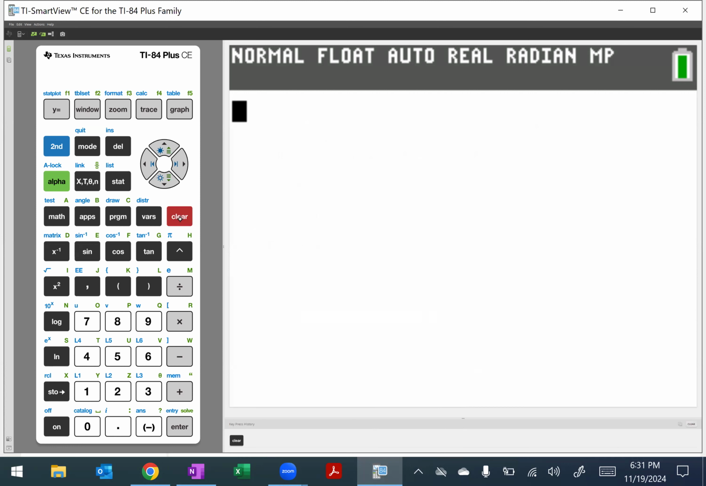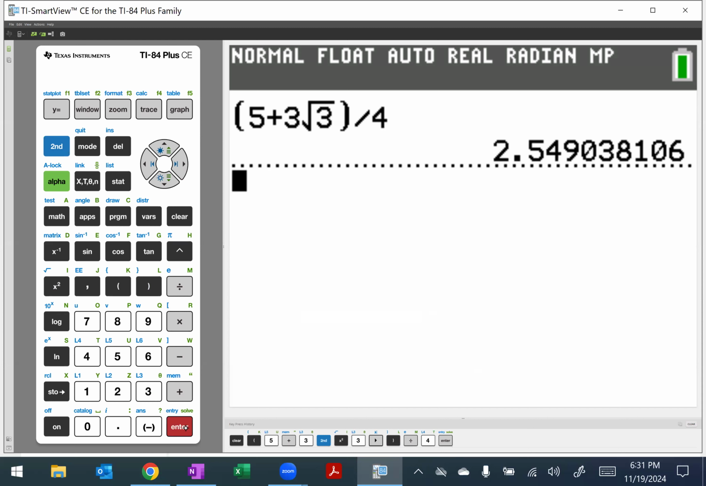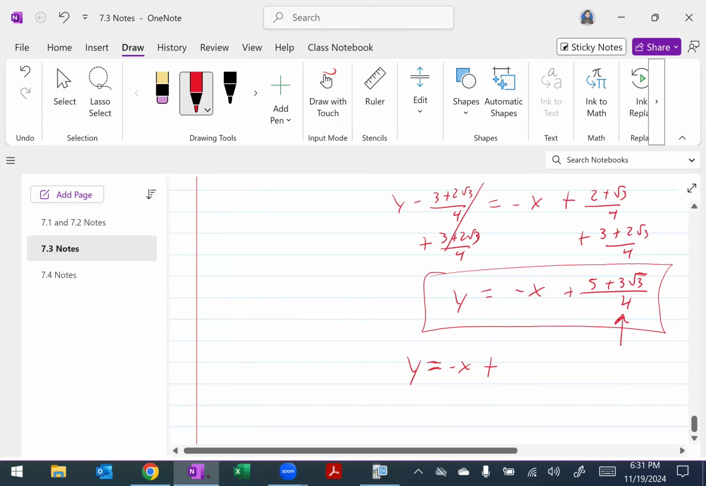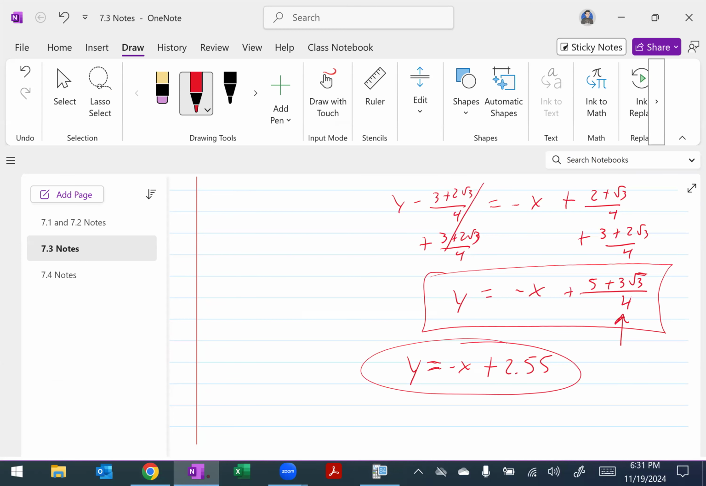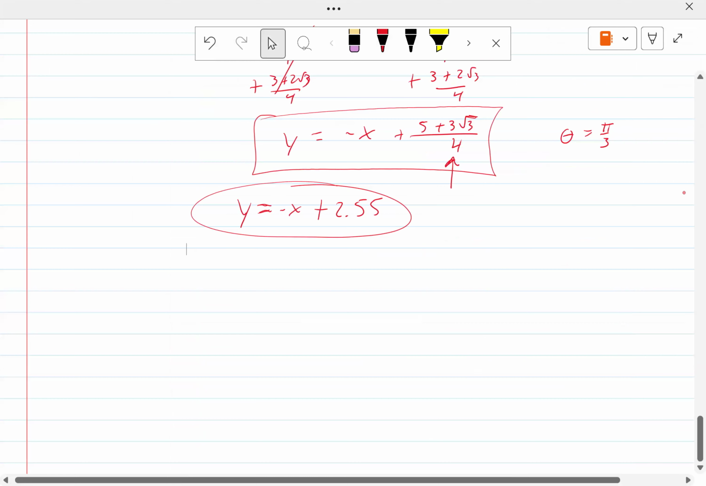Okay. So we want (5 plus 3 radical 3) over 4. And that's about 2.55. So again, that's about 2.55. That's going to be a little more helpful when I go to draw this thing. Okay, so I just need negative x plus 2.55.